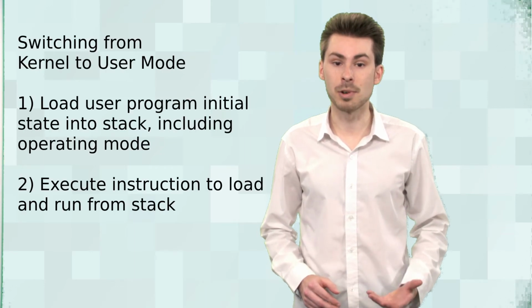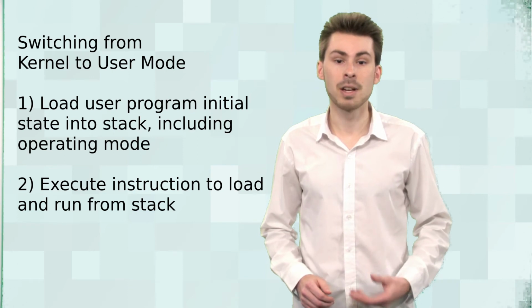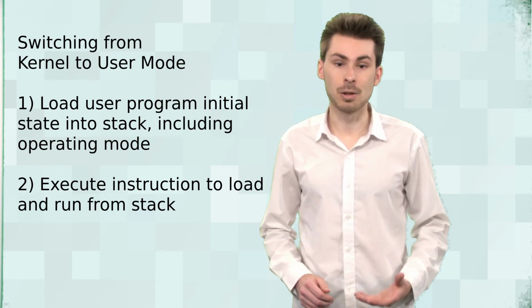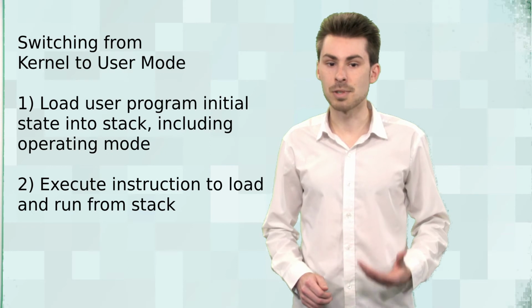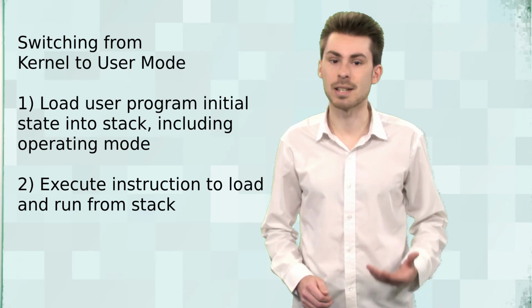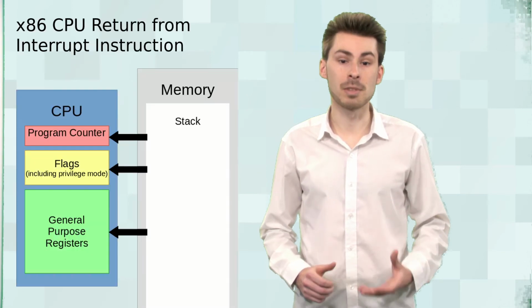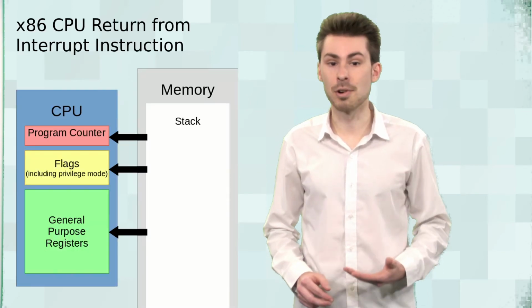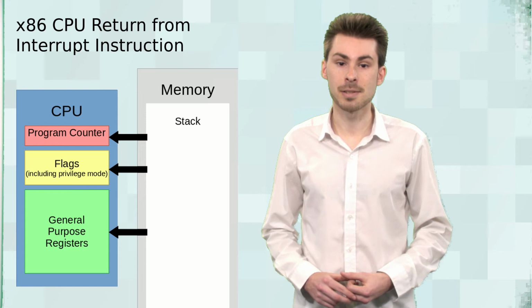When we want to run a program in the more restricted user mode, the initial state of the program, as well as its mode of operation, is loaded into the stack, and a CPU instruction to load the state from the stack and continue executing is issued. From this point, the CPU is in the new mode and executing the new process. So that's how we switch from kernel to user mode.